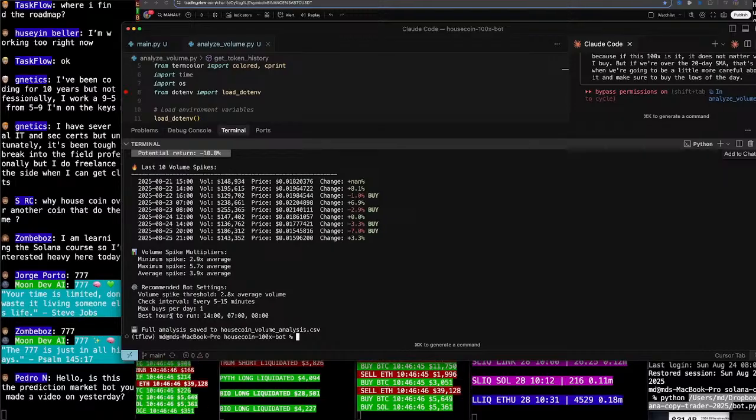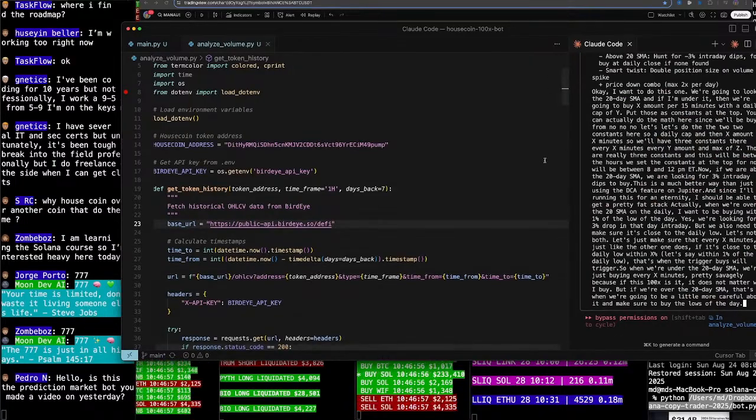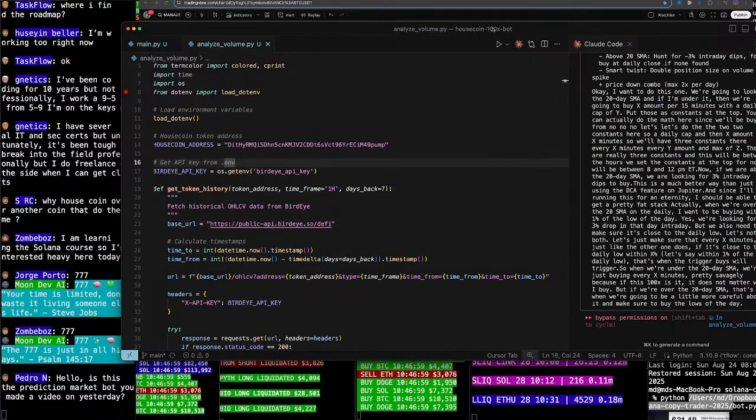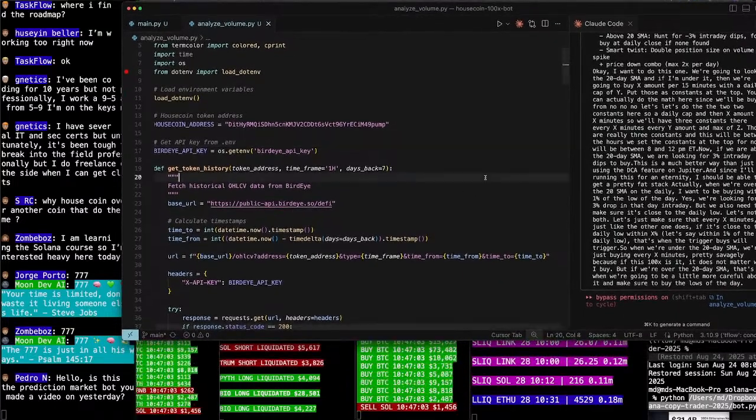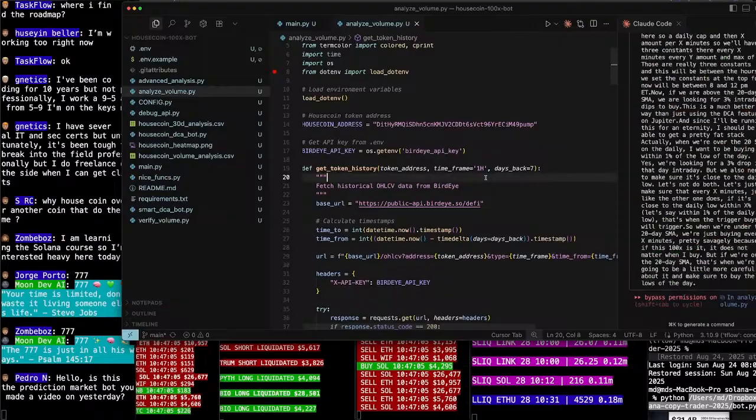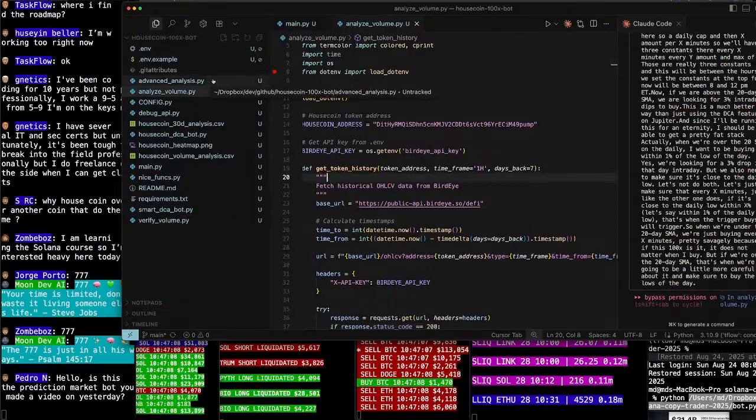Max buys, okay. I want to look at the other one. Is the prediction market bot you made a video on yesterday? No, this is not the prediction market bot. That was yesterday. This is today.